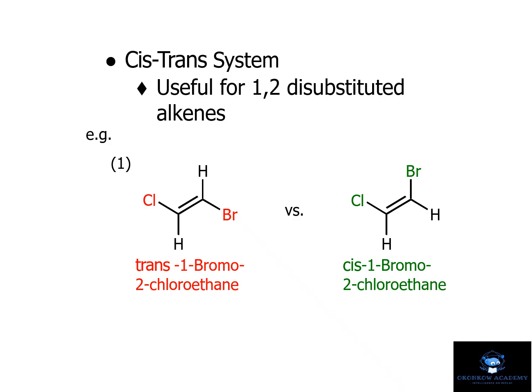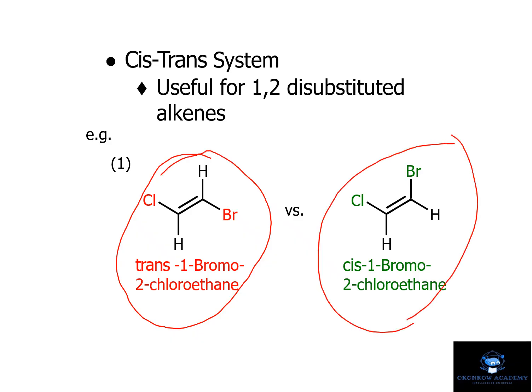Let's look at naming examples. Trans-1-bromo-2-chloroethene has bromine and chlorine on opposite sides of the double bond. As you can see, that is a trans. And then cis-1-bromo-2-chloroethene. So ethene is also there. The naming rule here is straightforward for 1,2-disubstituted alkenes. Identify both substituents, then use cis or trans depending on their spatial arrangement. We use this system extensively when we cover alkene nomenclature.